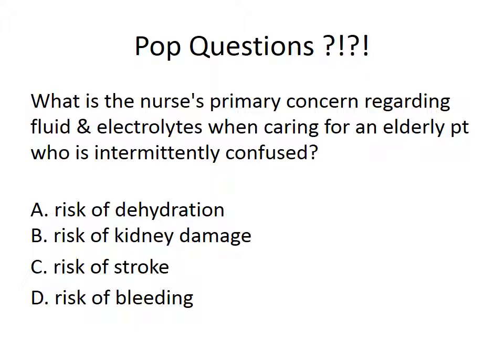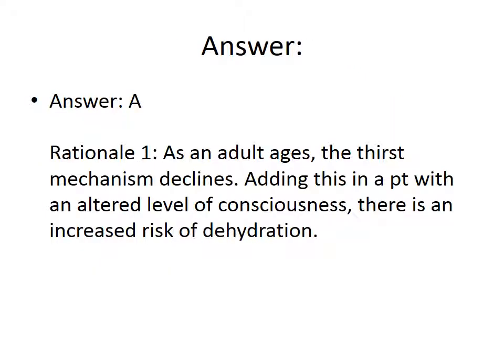Pop questions. What is the nurse's primary concern regarding fluid and electrolytes when caring for an elderly patient who is intermittently confused? Answer A. As the adult ages, the thirst mechanism declines and is not appropriate. Adding this in with a patient with an altered level of consciousness, there's an increased risk of dehydration, as often these patients forget to drink or don't have the appropriate mechanisms to stimulate thirst.